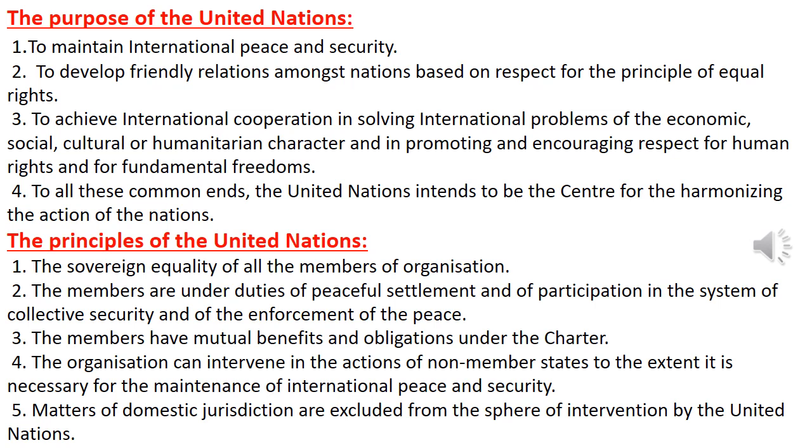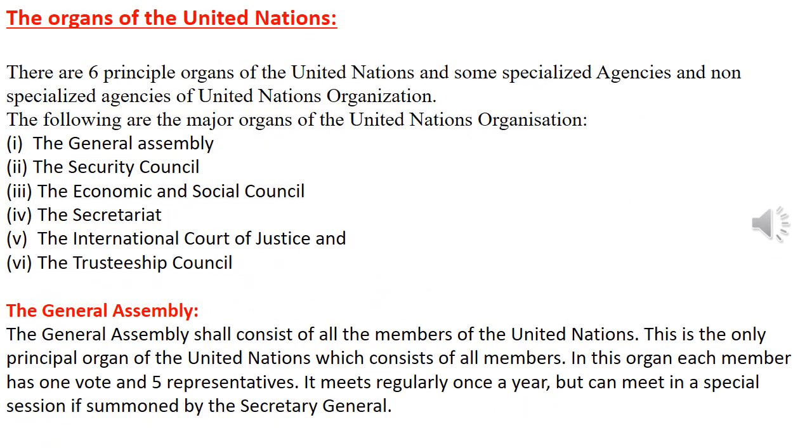What are the principles of the United Nations? The sovereign equality of all members of the organization. The members are under duties of peaceful settlement and of participation in the system of collective security and in enforcement of peace. The members have mutual benefits and obligations under the UN Charter. The organization can intervene in the actions of non-member states also to the extent it is necessary for the maintenance of international peace and security, and matters of domestic jurisdiction are completely excluded from the sphere and intervention of the United Nations Organization.